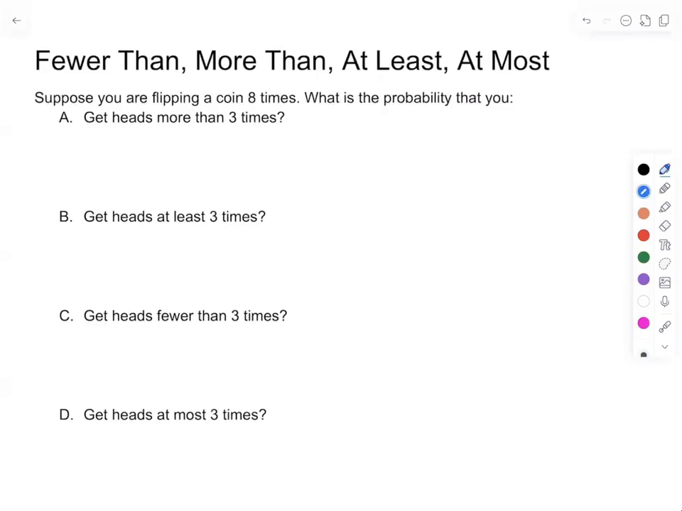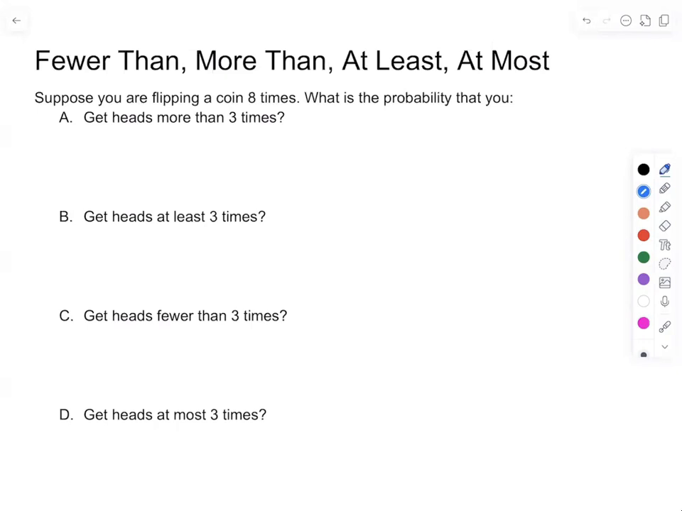Let's do a little bit more practice with the language we're going to see in these types of problems and which probabilities we have to add up. So in this problem, we are flipping a coin 8 times. And for each of these, I'm not going to put it into the graphing calculator. I just want to think, what are the values that I'm going to have to add up?